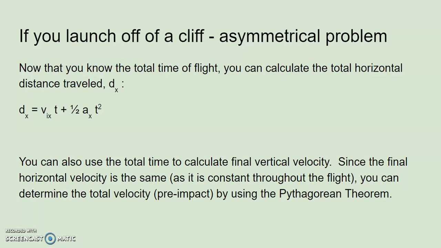If you wanted to, you could solve for the horizontal displacement traveled using that same equation, but in x variables. Dx equals v_ix times t plus 1/2 a_x t squared, and a_x is going to be 0. You could use the total time to calculate the final vertical velocity. I don't have it written here, but it could just be v final equals v initial plus at, but put that in vertical variables. Now, since the horizontal final velocity is the same because it's constant throughout the flight, you could then determine the total velocity if you wanted to by using the Pythagorean theorem. It would be the hypotenuse of the triangle made by v final x and v final y.